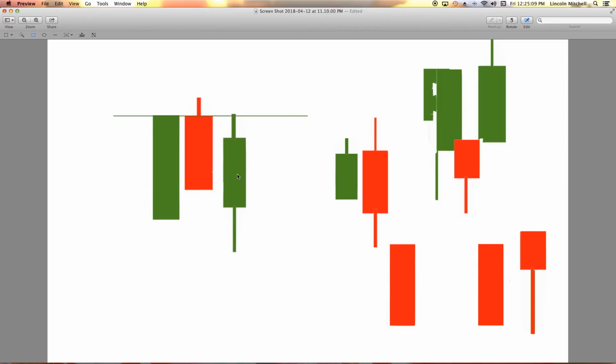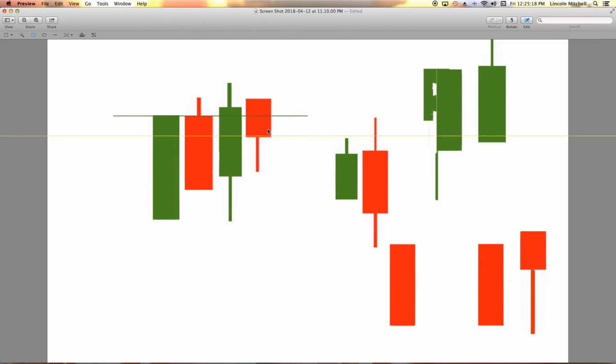Matter of fact, let's use this as an example. What if it gapped up? Like, what if it did this? What if this did this one? This one did this.